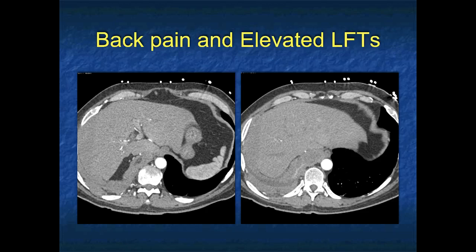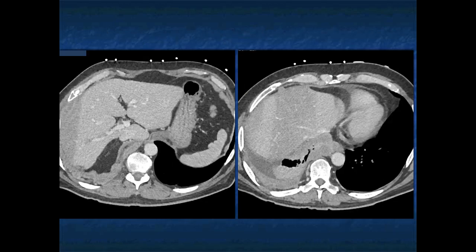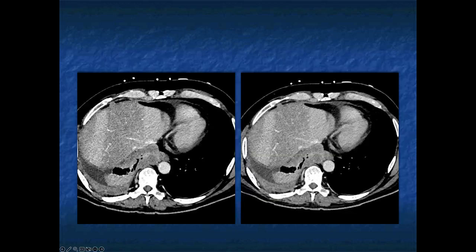Okay, another patient, back pain, elevated liver functions. When you look at the liver, there's a little something perhaps in the right lobe. This is arterial phase. On the venous phase, you see it even better. And if I narrow the window, you see it even better. It almost looks like lines, like bands. Then you notice there's something in the pleural space.